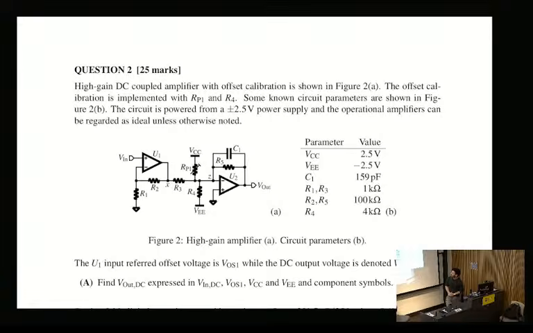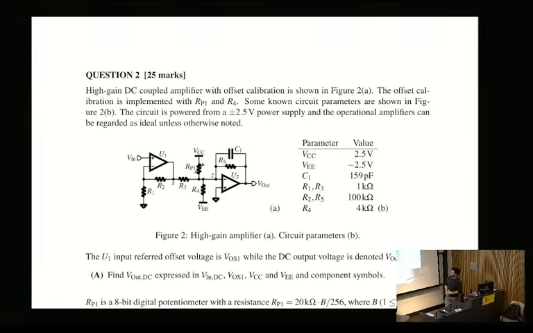Question 2. A high gain DC coupled amplifier with offset calibration is shown in figure 2A. The offset calibration is implemented with RP1 and R4. Some known circuit parameters are shown in figure 2B. The circuit is powered from a plus or minus 2.5 volts power supply, and the operational amplifiers can be regarded as ideal unless otherwise noted.